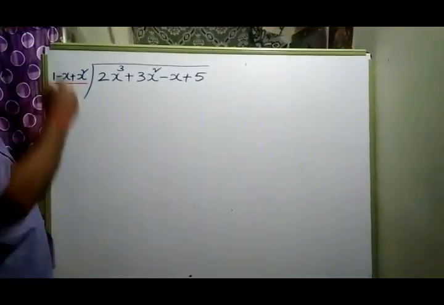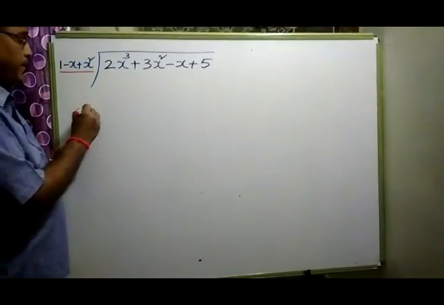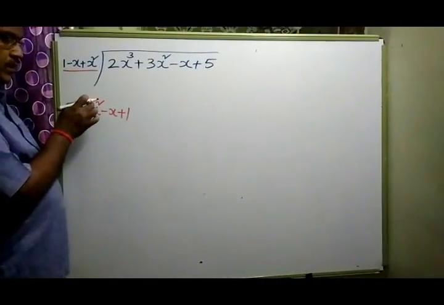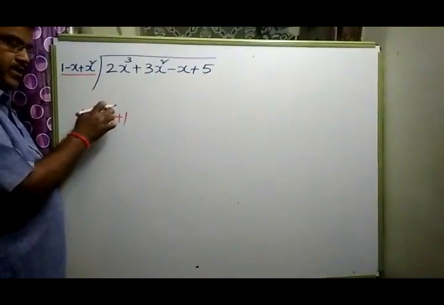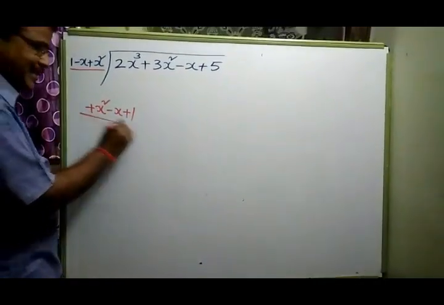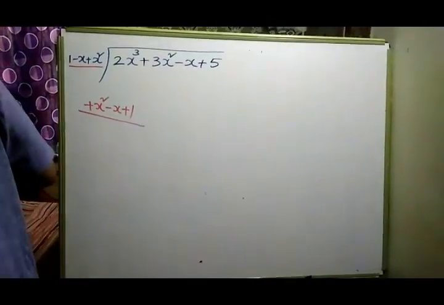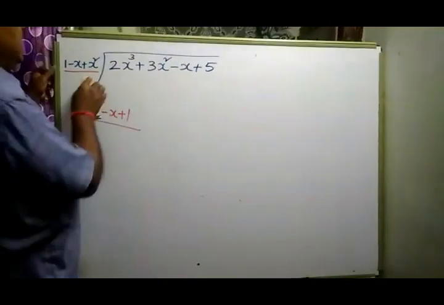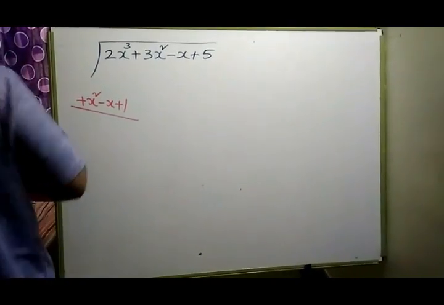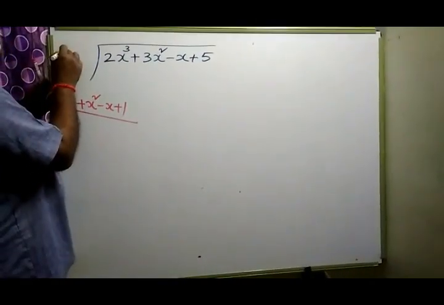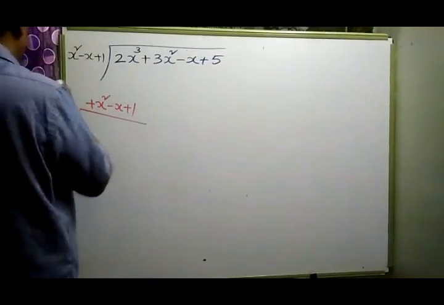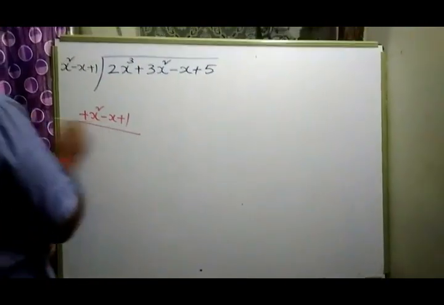We have to convert it into standard form. What is the standard form? Plus x square minus x plus 1. The power of this variable is 2, the power of this variable is 1, the power of this variable is 0. So it is in standard form. Now we should rewrite the dividend. What is the dividend? X square plus x square, we can write only 2x square. Then x square minus x plus 1.